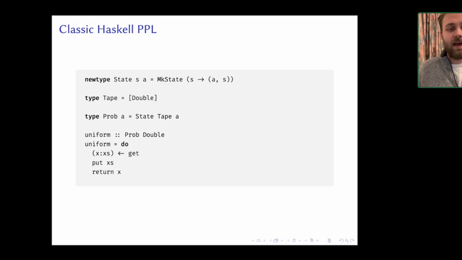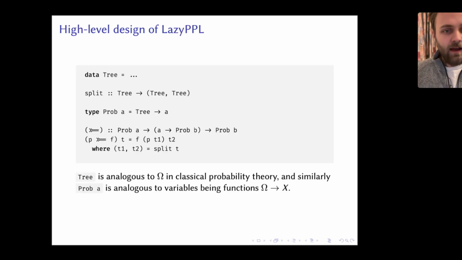The problem with this is that when you sequence things, the first thing has to complete fully before the second thing can run, because you have to know how many doubles the first thing ate. LazyPPL gets around this by having a different monadic composition. Now Prob looks like the reader monad, but notice that it uses split. Instead of passing the same tree into both processes, it splits the tree and passes one thing into the first and the second thing into the second. We'll talk about exactly how Tree and split are defined in a couple slides.